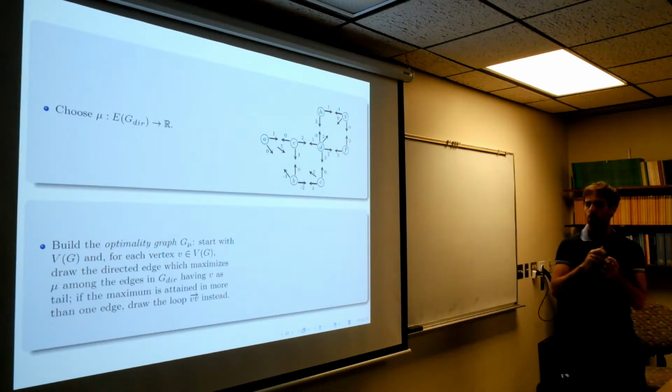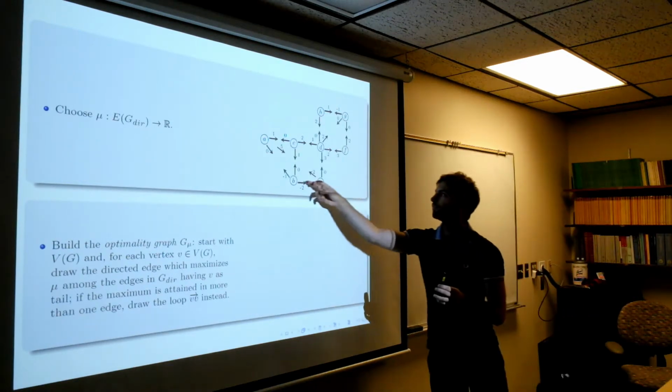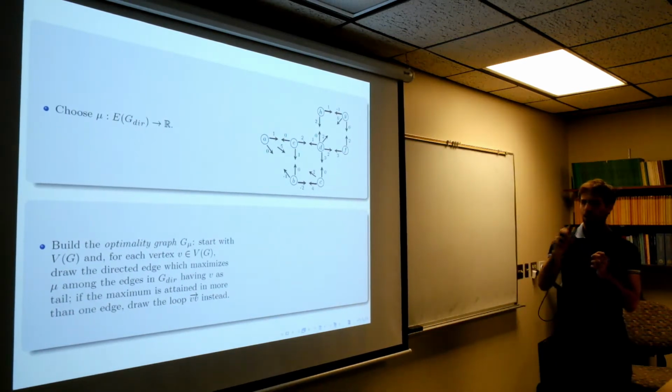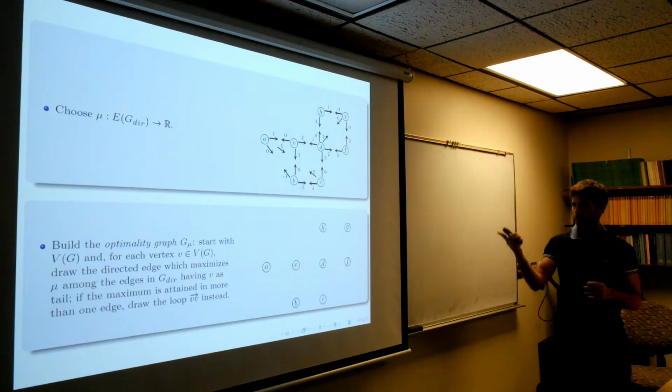And then for each vertex V, we consider all the arrows having tail in V, so all the arrows which start in V, and we pick just the arrow having the biggest number, right? So we pick the arrow, the directed edge, which maximizes mu among all the directed edges in G having V as tail. But if this maximum is attained in more than one edge, instead of drawing all of them, we just draw a loop. So a loop VV.